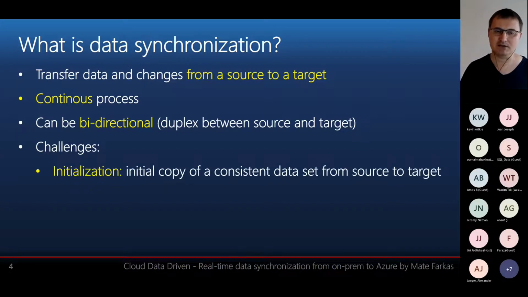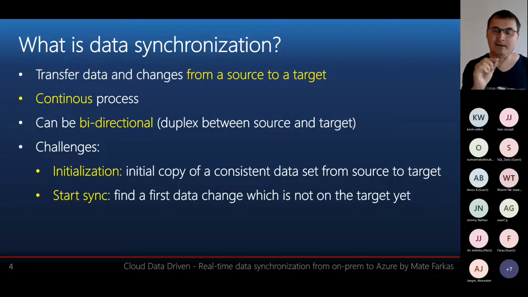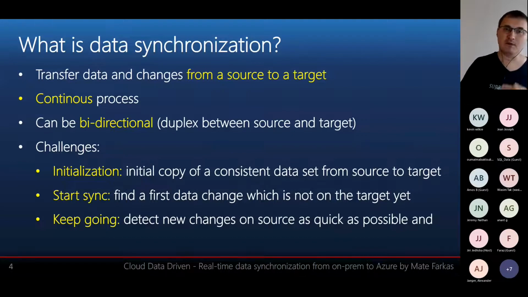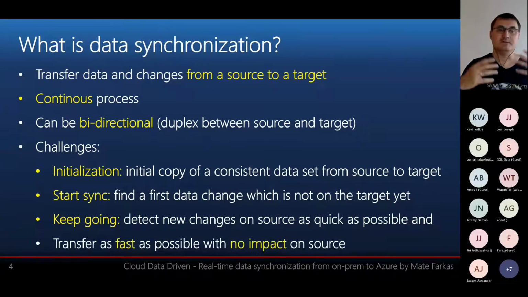In this case, we also have some challenges. For example, we always need an initial data set, which we need to copy over from the source to the target one time. After that, we have to find the exact point in time where we have the first data change which is not in the target yet, because that point is our synchronization process starting point. And we have to keep this process always running. So we have to detect changes in the source system as quickly as possible, and then transfer these data changes to the target also as fast as possible.